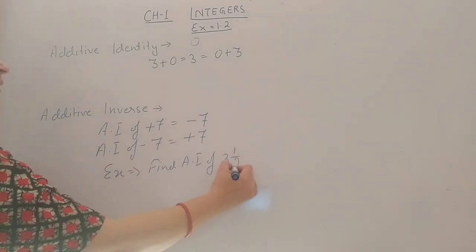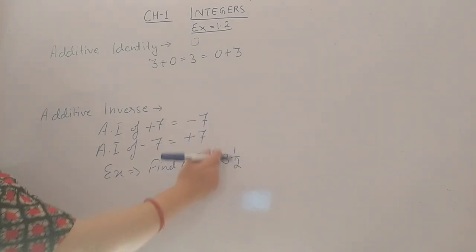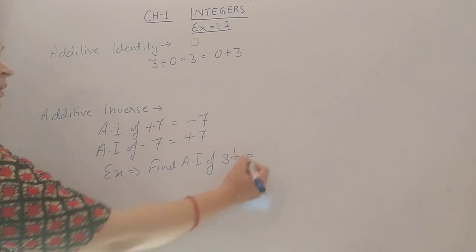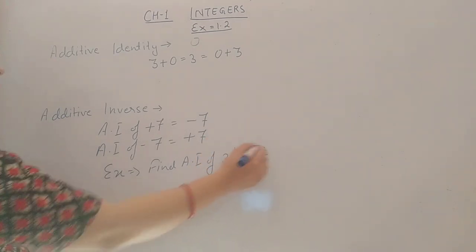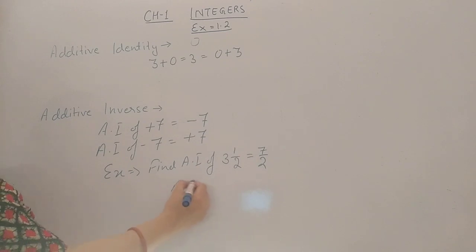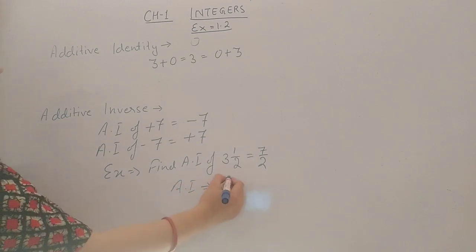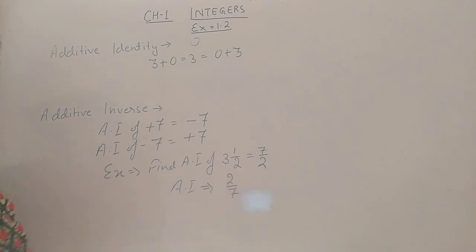3 whole number 1 by 2. So in this case, first you have to change it into an improper fraction, 7 by 2, and after that you have to find the additive inverse. So the additive inverse will be minus 7 by 2.